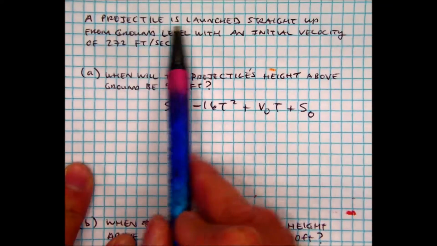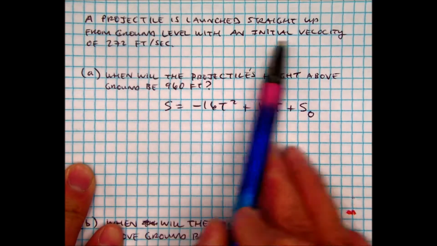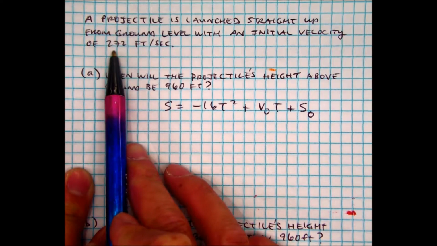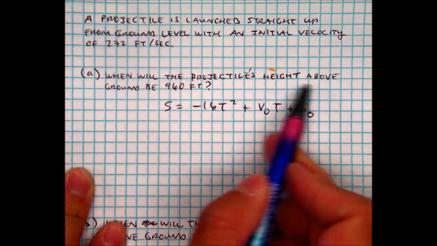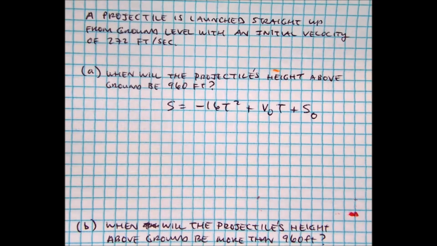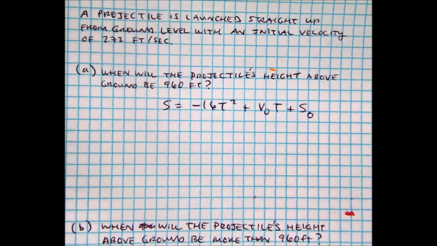Alright, a projectile is launched straight up from the ground with an initial velocity of 272 feet per second. When will the projectile's height above ground be 960 feet? So you have a word problem here. First thing I recommend is a picture.